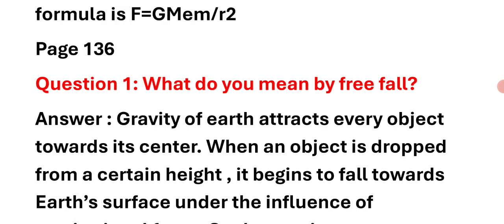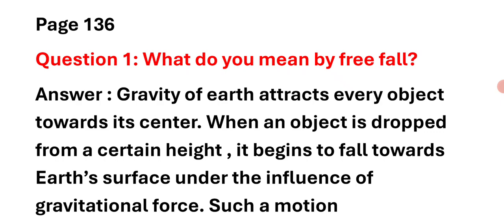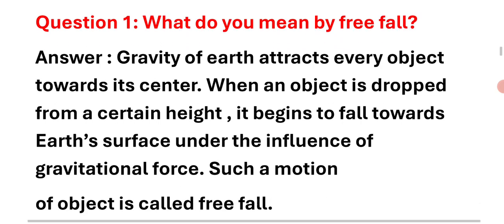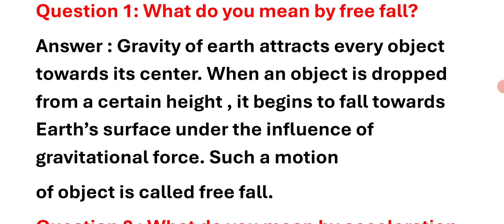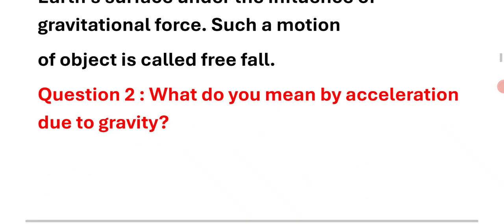On page number 136, question answers. Question number 1. What do you mean by free fall? Right answer. Gravity of the earth attracts every object towards its center. When an object is dropped from a certain height, it begins to fall towards the earth's surface under the influence of gravitational force. Such a motion of an object is called free fall.